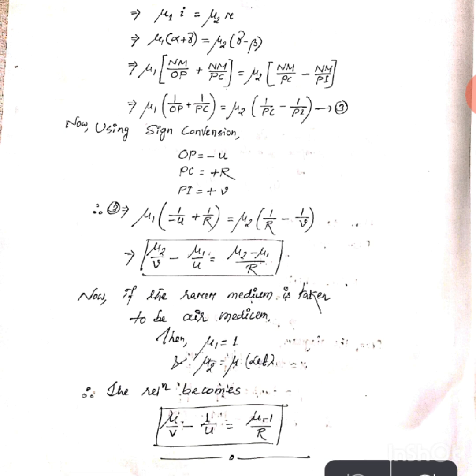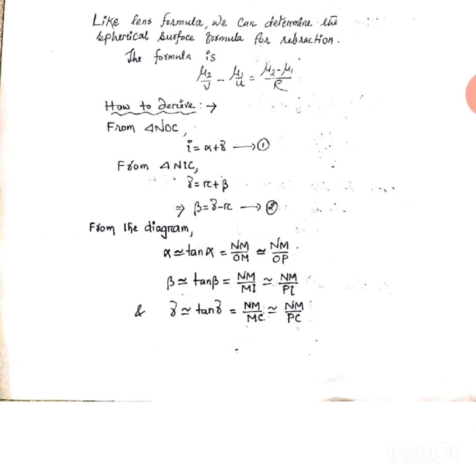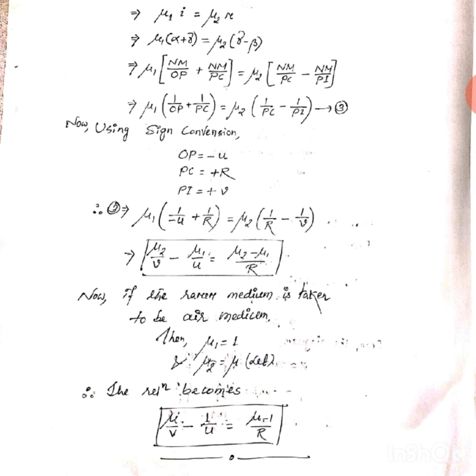Now you see, in place of I we can put this value. In place of I we have got this one, now from equation 1 and equation 2. Equation 2 is not correct here: R is equal to gamma minus beta. This is equation 2. So we have to put the value of I and R here.